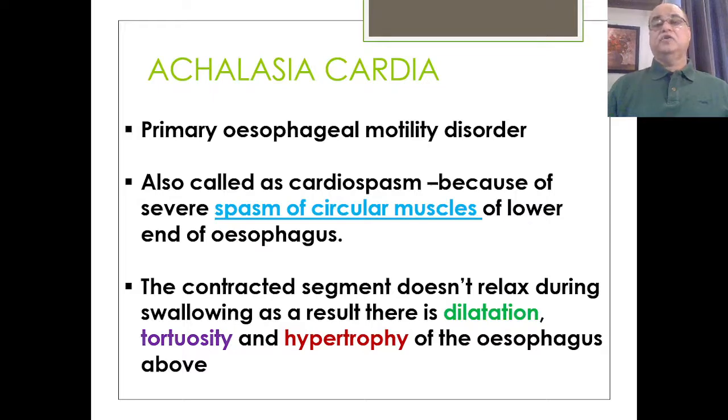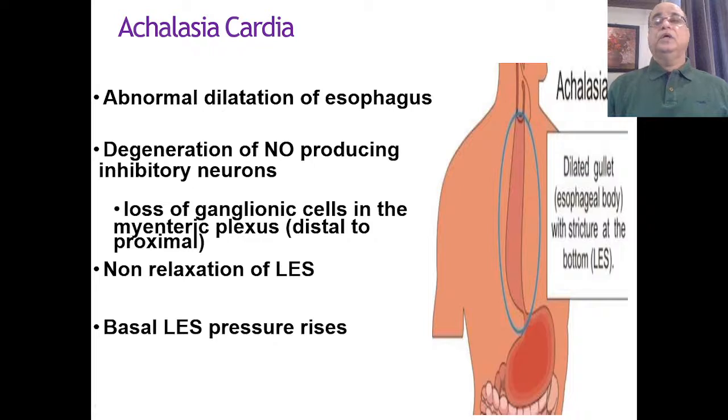It is also called cardiospasm because there is spasm of the circular muscles of the lower end of the esophagus, and the contracted segment does not relax during swallowing, and it will lead to dilatation, tortuosity, and hypertrophy of the esophagus proximal to that. So there will be abnormal dilatation of the esophagus, as you can see in the picture also, with the lower esophageal sphincter still tight, contracted, because there is degeneration of those neurons which say no to this contraction.